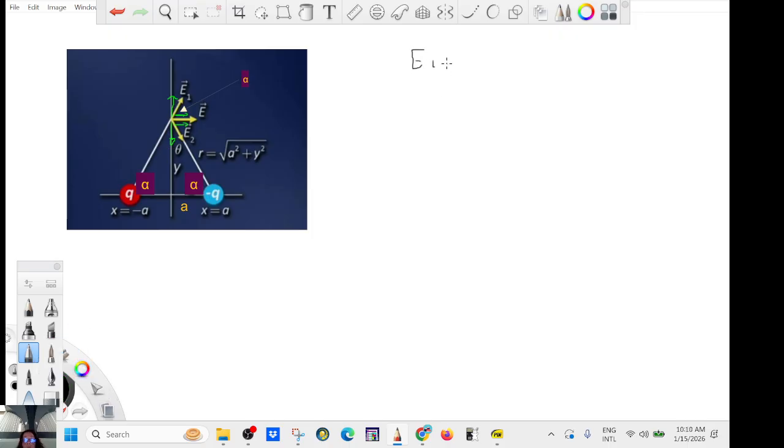So the y components are equal in magnitude and opposite, which means the y component equals 0. So we want to find E, the vector sum of E1 plus E2. You use the parallelogram method, and you see that there is no y component because it kills each other out. So the 2 x components will add up to E. So E, the net electric field, is just 2 times the x component of 1, for example.